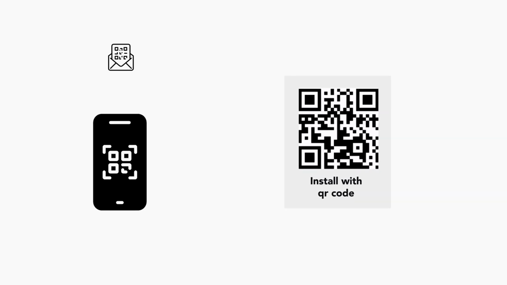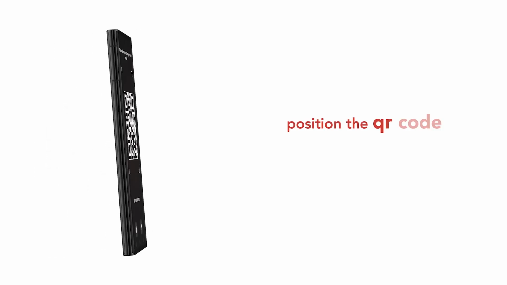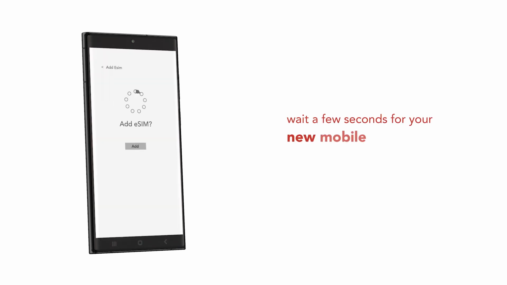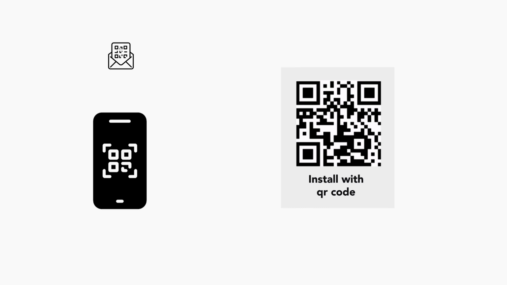To install with the QR code, you must have access to the QR code we sent to you via email on another phone. Position the QR code in the box showing on the screen. Wait a few seconds for your new mobile plan to be identified. If you do not have another device, you can carry out the installation manually.